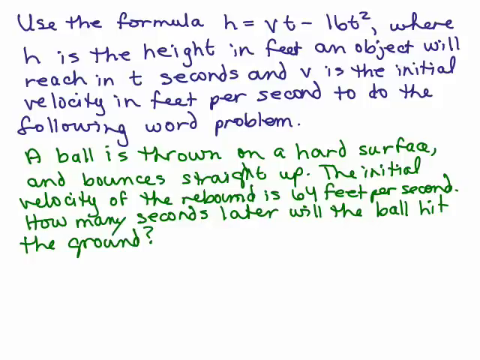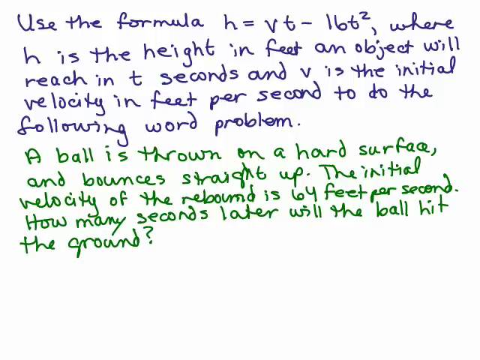Okay, here's a practical application using the formula h equals vt minus 16t squared. h is the height in feet an object will reach in t seconds, and v is the initial velocity, that really means the speed, in feet per second. We're going to use this to do the following word problem. So this is like a little bit of physics.